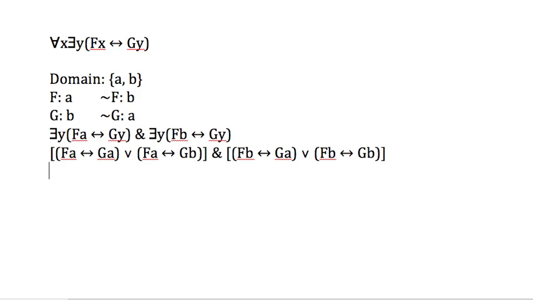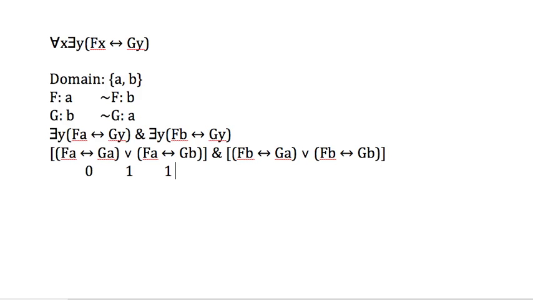So let's check. FA if and only if GA. Well, A is an F and G is not. So this is false. FA if and only if GB. A is an F, B is a G. Therefore, we'll put the 1 here now. The OR statement is going to be true because it has at least one true part, namely, in this case, this one. So we've got an AND statement that has at least one true part.